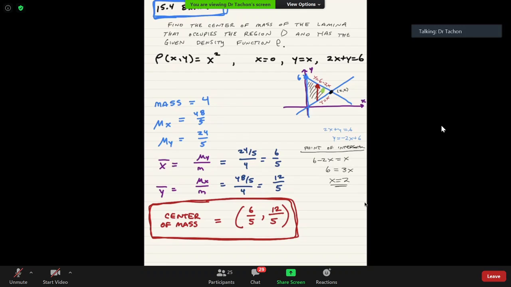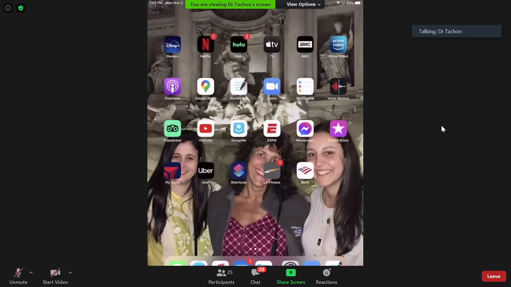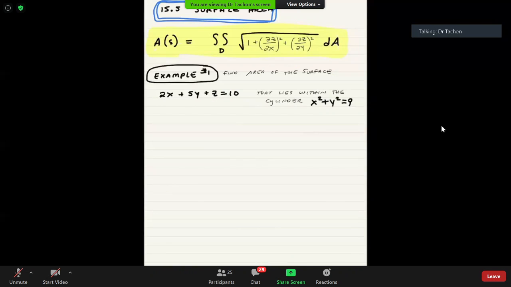So I teach this in Calc 2 also in my Calc BC class. We do center of mass, but you use constant density, your density is not a variable expression, because you don't know multiple integrals in Calc 2. And then in Calc 3, you let your density be a variable. Okay, moving on. So here we are. Surface area.